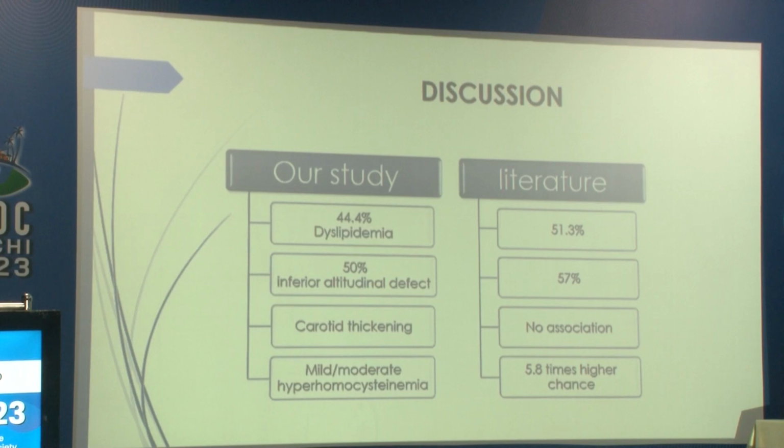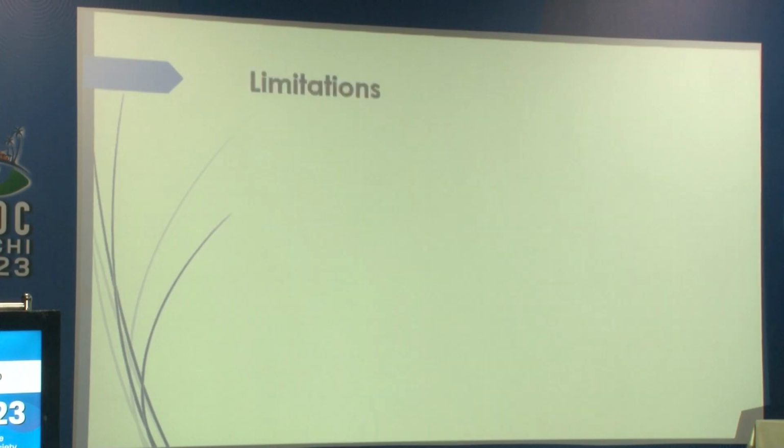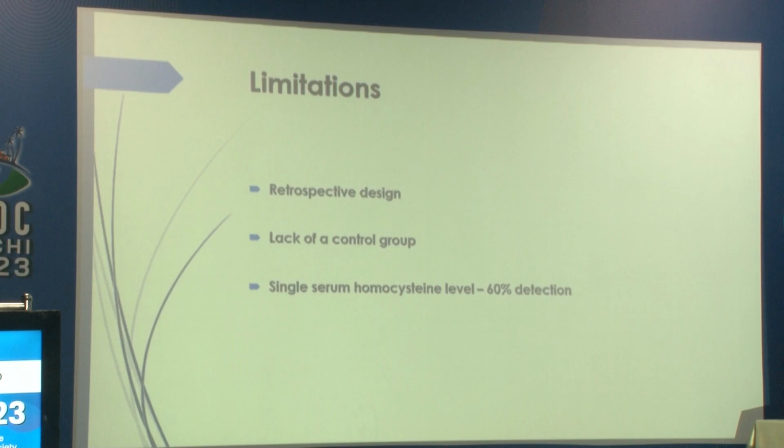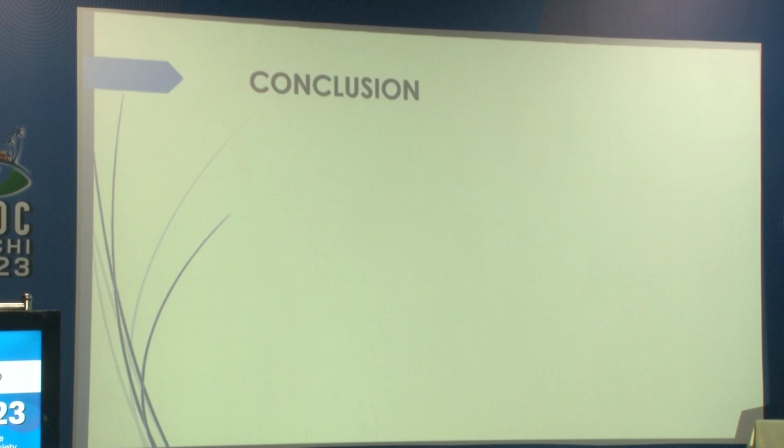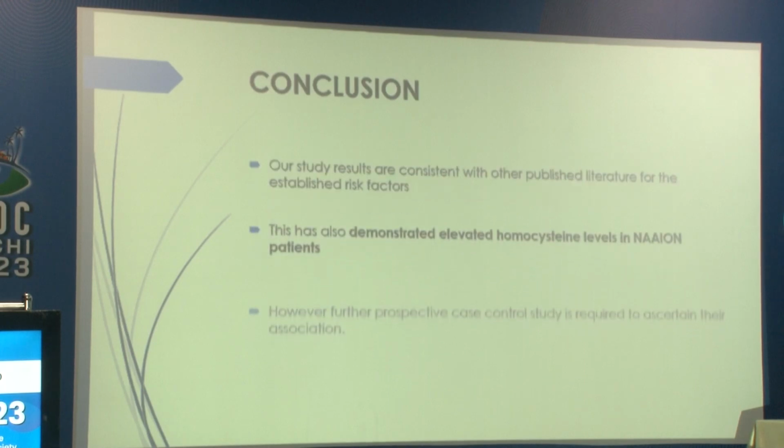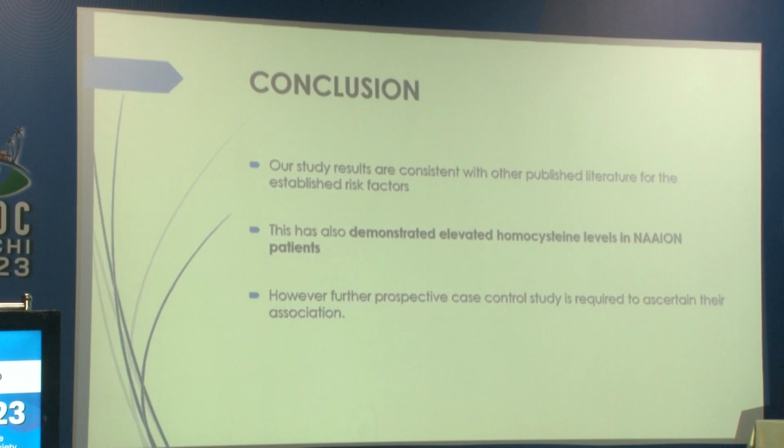And we could not establish the relative risk that hyperhomocysteinemia attributes to NAION, as we did not have a control group, and other limitations were the retrospective design, and we only did a fasting homocysteine and not a methionine load test. So to conclude, our study results are comparable with the published literature of all the established risk factors, and we also found a relation of the carotid thickening and the hyperhomocysteinemia within the NAION patients, but we would further like to determine the relative risk by doing a prospective case control study. So thank you.